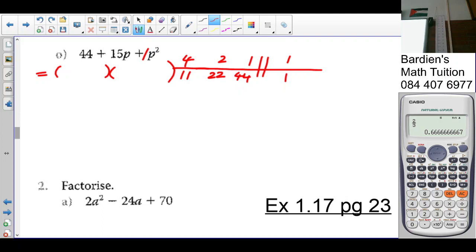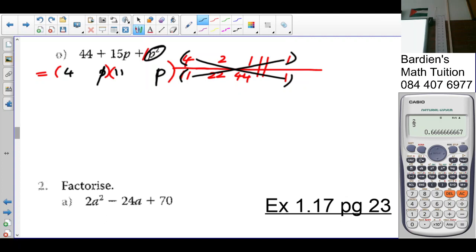Do we add or subtract our products? Add. You need 15. 1 times 4 is 4, 1 times 11 is 11. What's 11 plus 4? 15, and that's what I want. So there's a 4 and a 1 in the bracket, and an 11 and a 1. Well, there's a p squared there, so they must go over 1p.